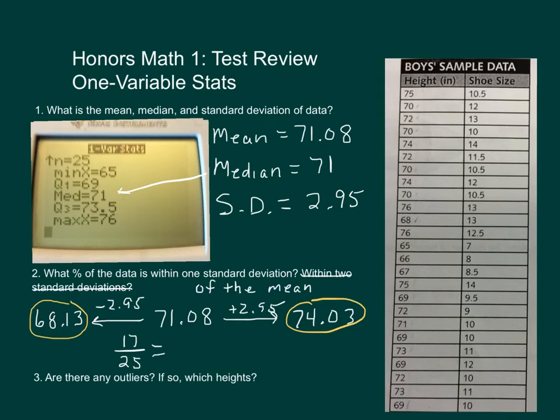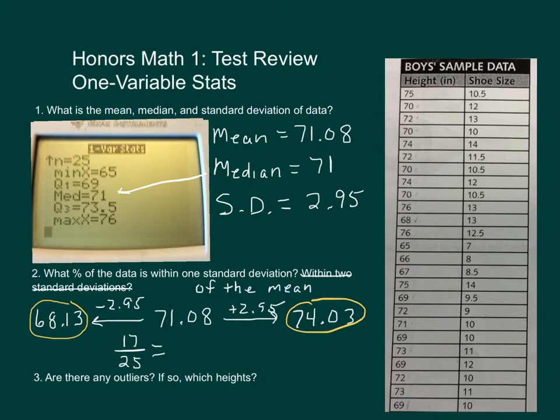Ben? Why don't you count 68? Because this number is bigger than 68. So if I want all the numbers between here, 68 is not between there. Okay? If I had 68.5 as a height, 68.5 would be between here. 68.5 is bigger than that.